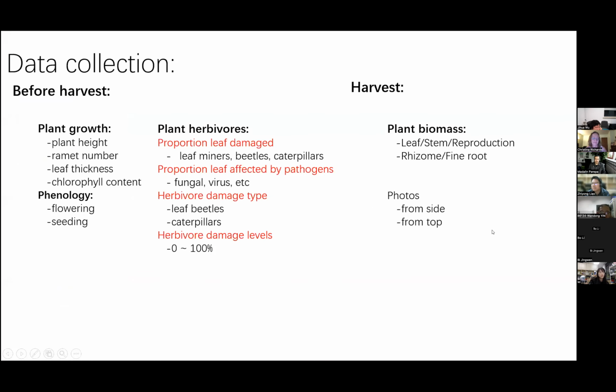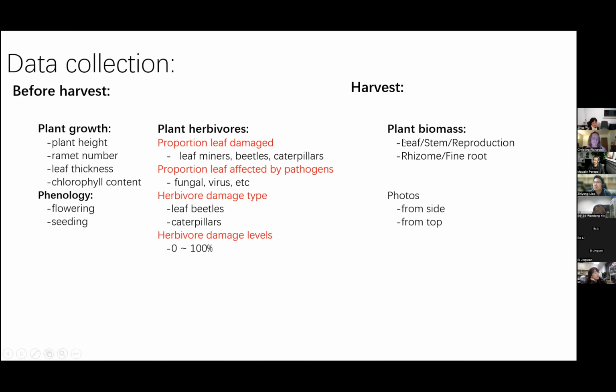Okay, so some updates from the XTBG common garden. Firstly, an overview of the traits I collected in this year. For plant growth, I measured the plant height and the ramet number monthly. And also I measured the leaf thickness and chlorophyll content in the middle of the growing season, and also the phenology. And I also monitored the plant herbivore damage twice during the experiment.